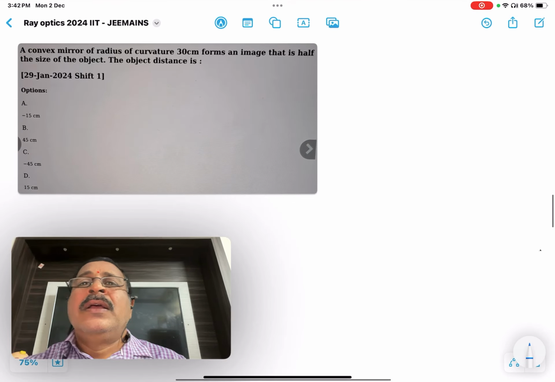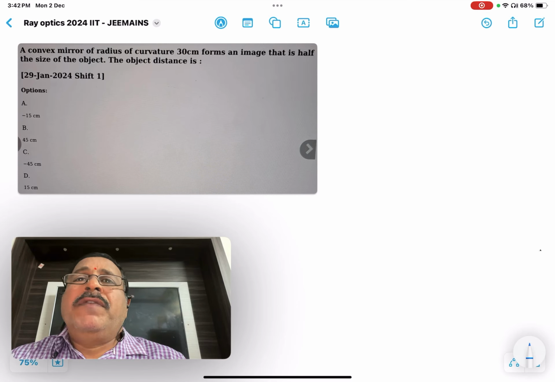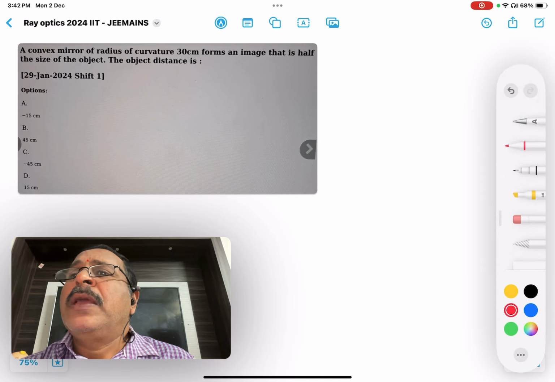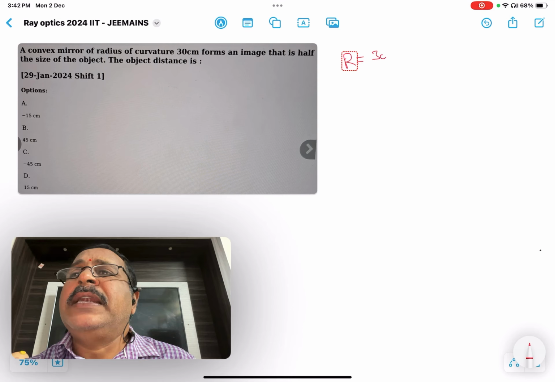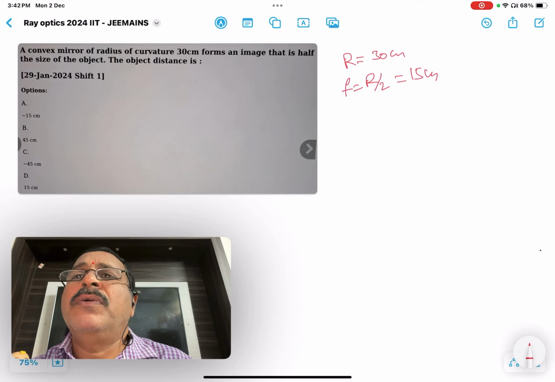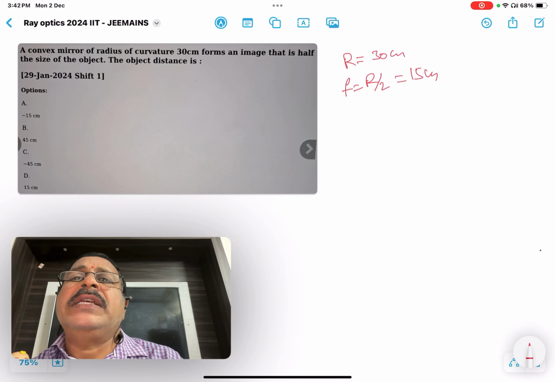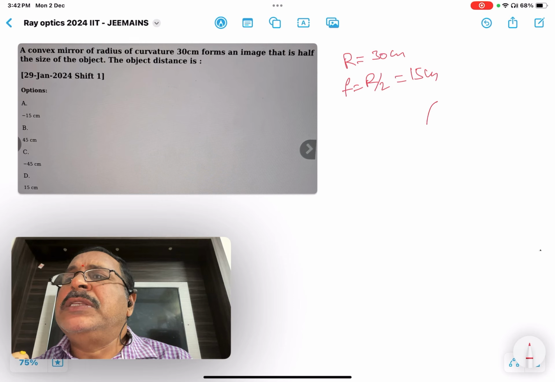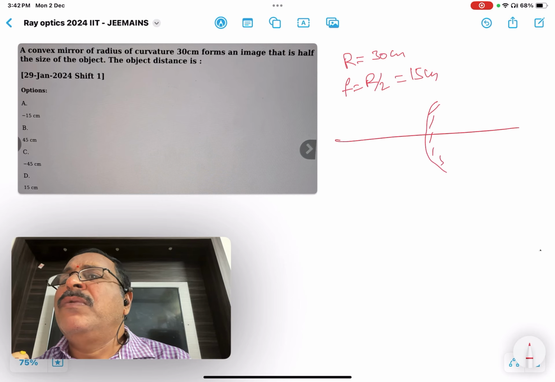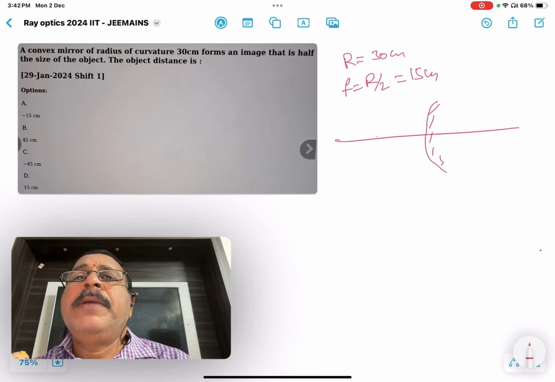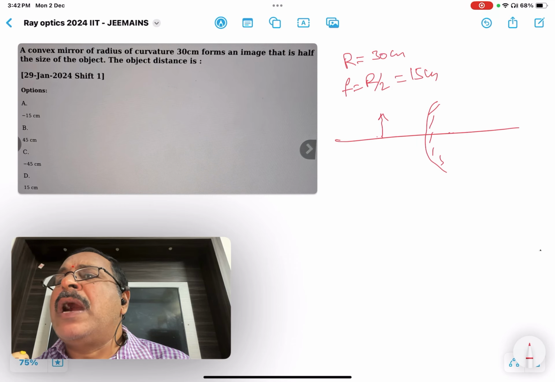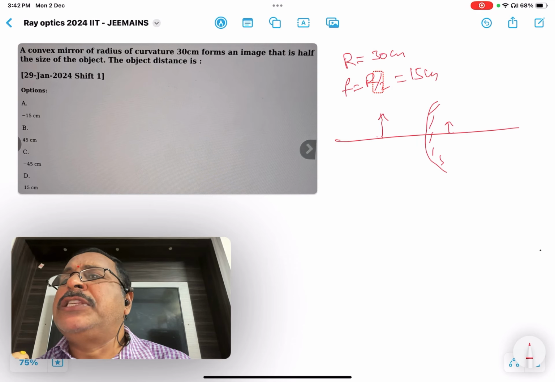Now a convex mirror, it is also 24 shift 1. A convex mirror of radius of curvature is given. My dear students, I am writing now with a red color pen. Radius of curvature is given as 30 centimeters. Then focal length is equal to r by 2, you know that, that is 15 centimeters. It forms an image that is half the size of the object. So this is a convex mirror. Now, if the object is placed here, image size will be half of the object. Suppose the object is h, the image is h by 2.